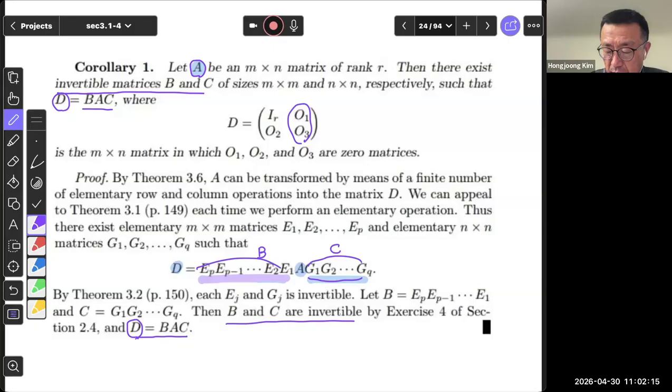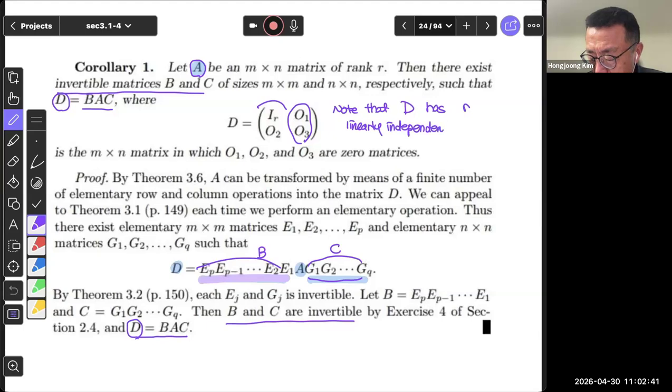And for these R columns, they are linearly independent. So note that this D has R linearly independent columns. So the rank of D will be R.